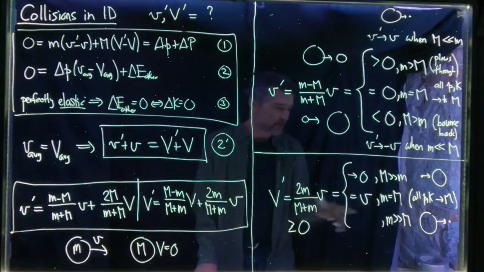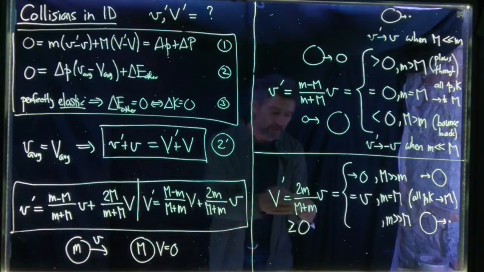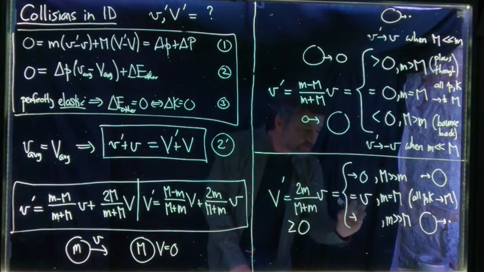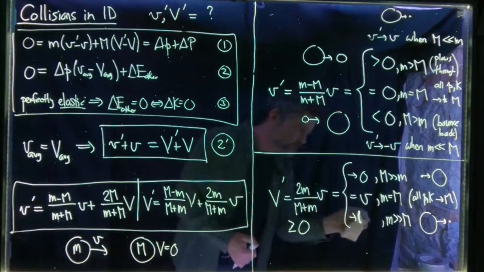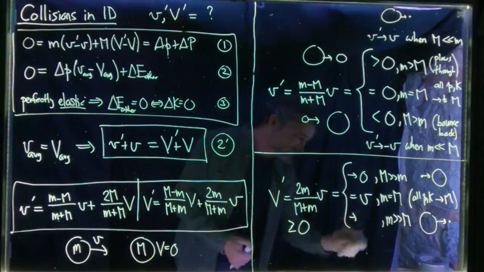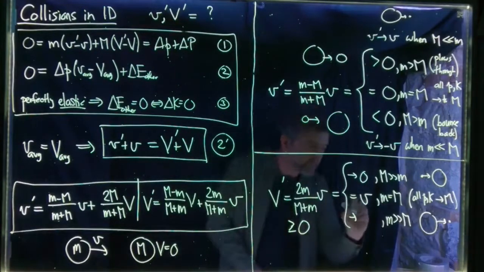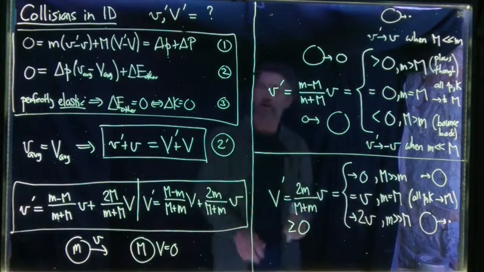Okay, so now we have big M is tiny compared to little m. If big M is tiny compared to little m, we can ignore big M here, and we have in the numerator 2 little m, in the denominator we have just m. So this just becomes 2 times v. So this approaches 2 times v.